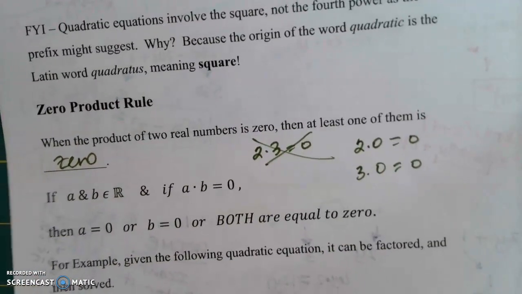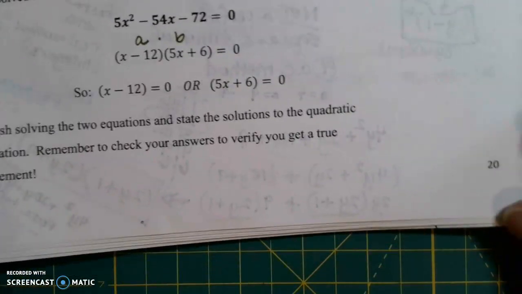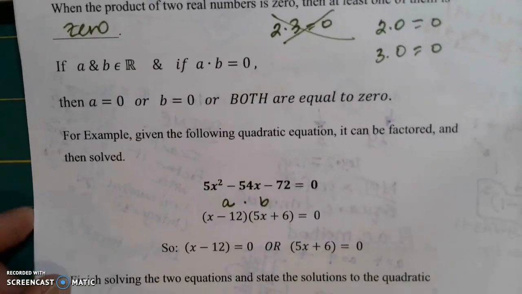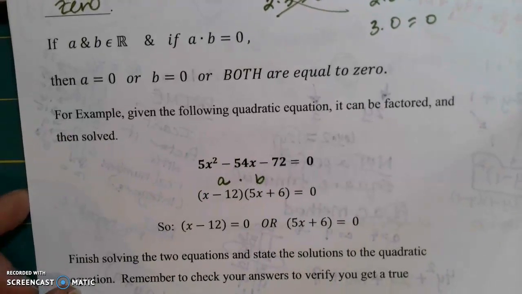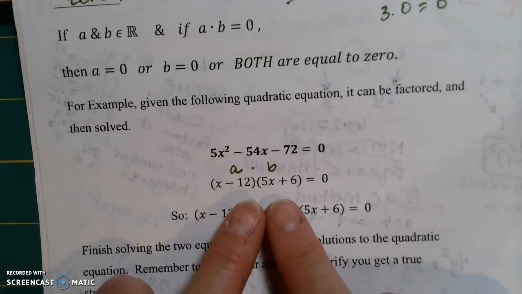All right, we are back for the second part here. Okay, so we are on page 20 now. We're at the bottom here. So we have this quadratic equation, which has been factored. And now we're going to do the new part, which is the solving part.